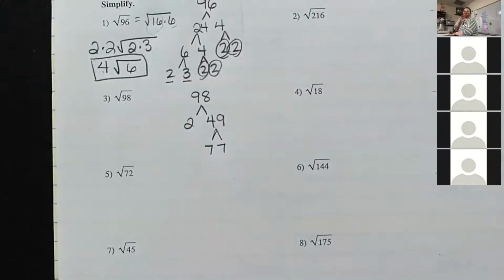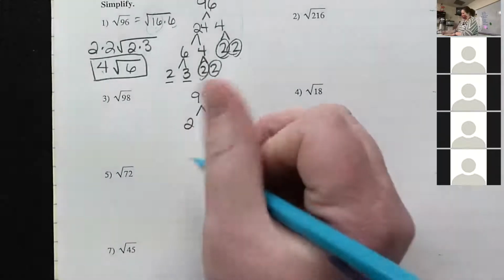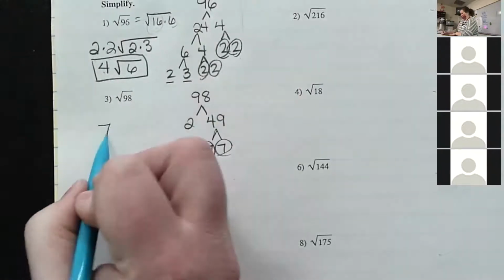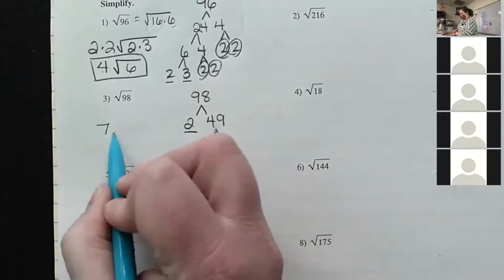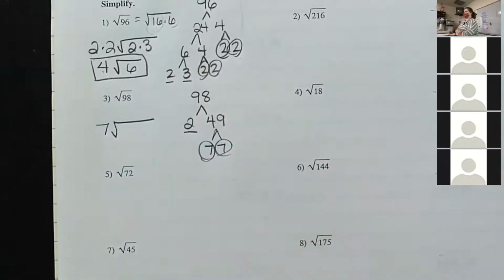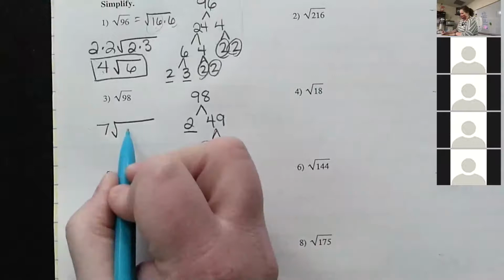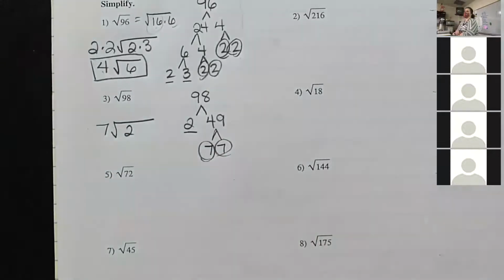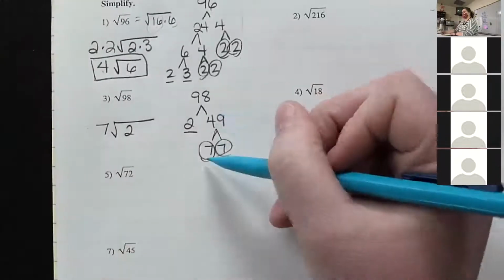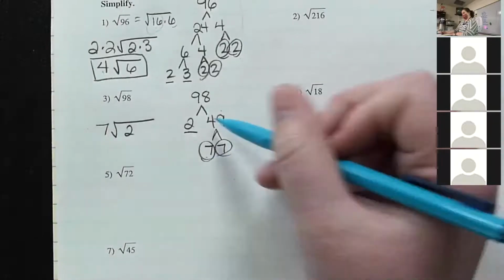Looking for groups of 2. So I see the 7s. Bring that outside. Oh, 2 doesn't have any friends to go with, right? So he can't go outside, so he has to stay underneath the root. So square root of 2. What about 49? 49 is 7 and 7. So 49 is not there anymore.